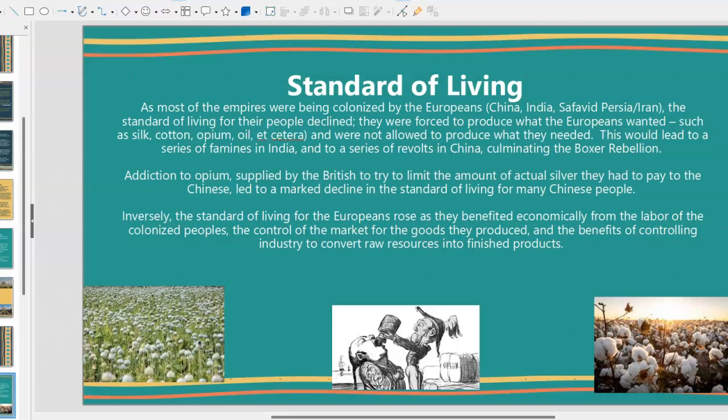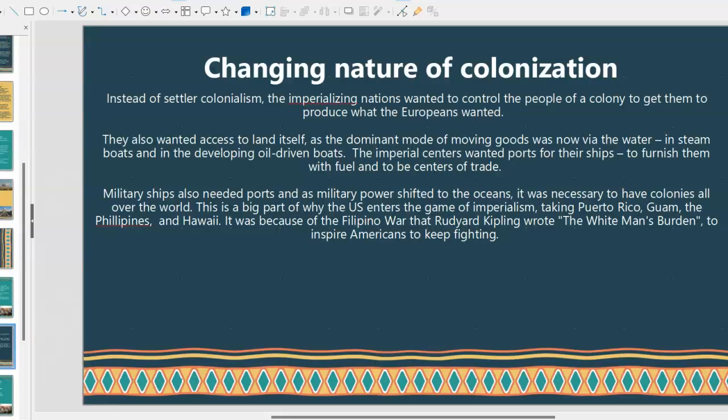Inversely, the standard of living for Europeans rose as they benefited economically from the labor of the colonized peoples, the control of the market for goods they produced, and the benefit of controlling industry to convert those raw resources into finished products to force those people to buy. The consumer economy at play.